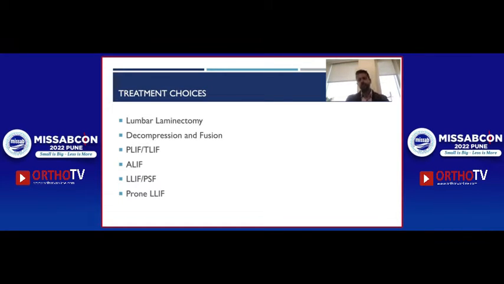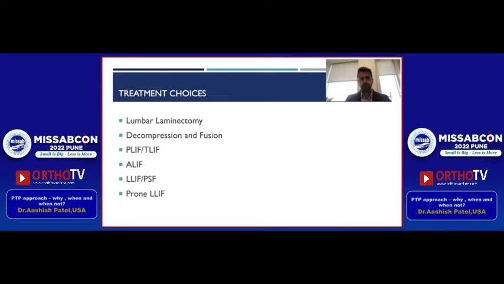So if we poll the audience in this case and see what treatment options are out there, these are the ones that come to mind: lumbar laminectomy, decompression and fusion, posterior interbody work either through PLIF or TLIF, anterior work through ALIF, or lateral with posterior fixation. And what's becoming more of a popular treatment option here is the prone lateral interbody fusion.